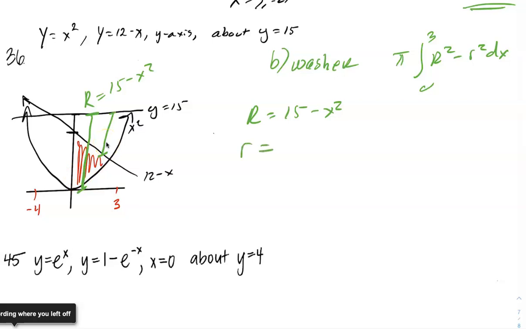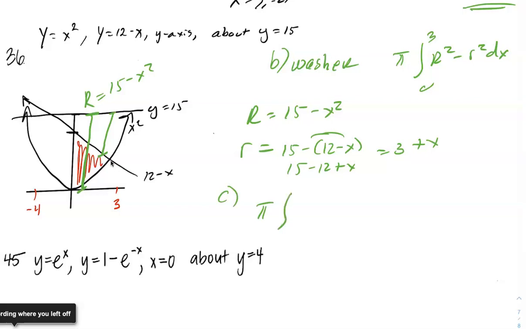My little r is this guy. 15 minus 12 minus x. Let's simplify. 15 minus 12 plus x. So 3 plus x. So plug into the formula.